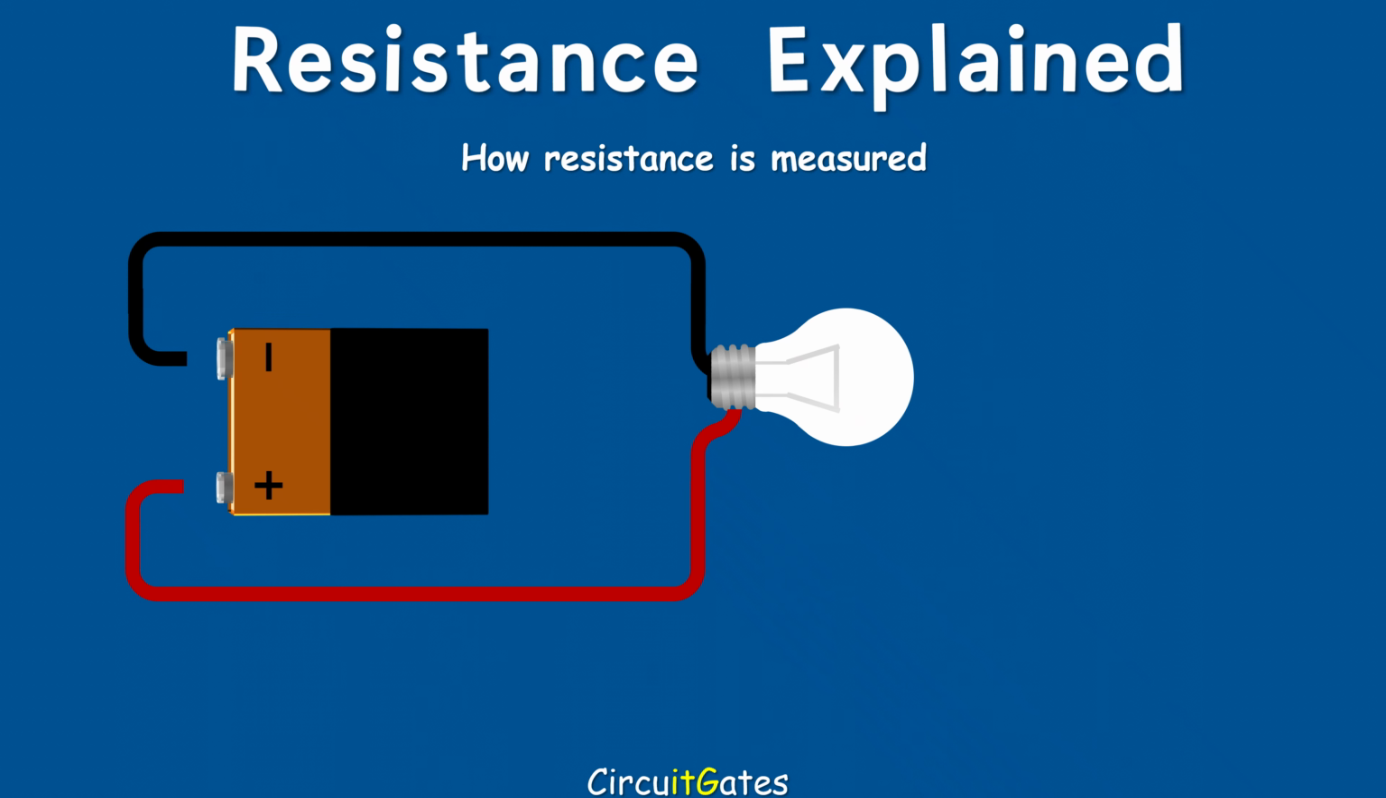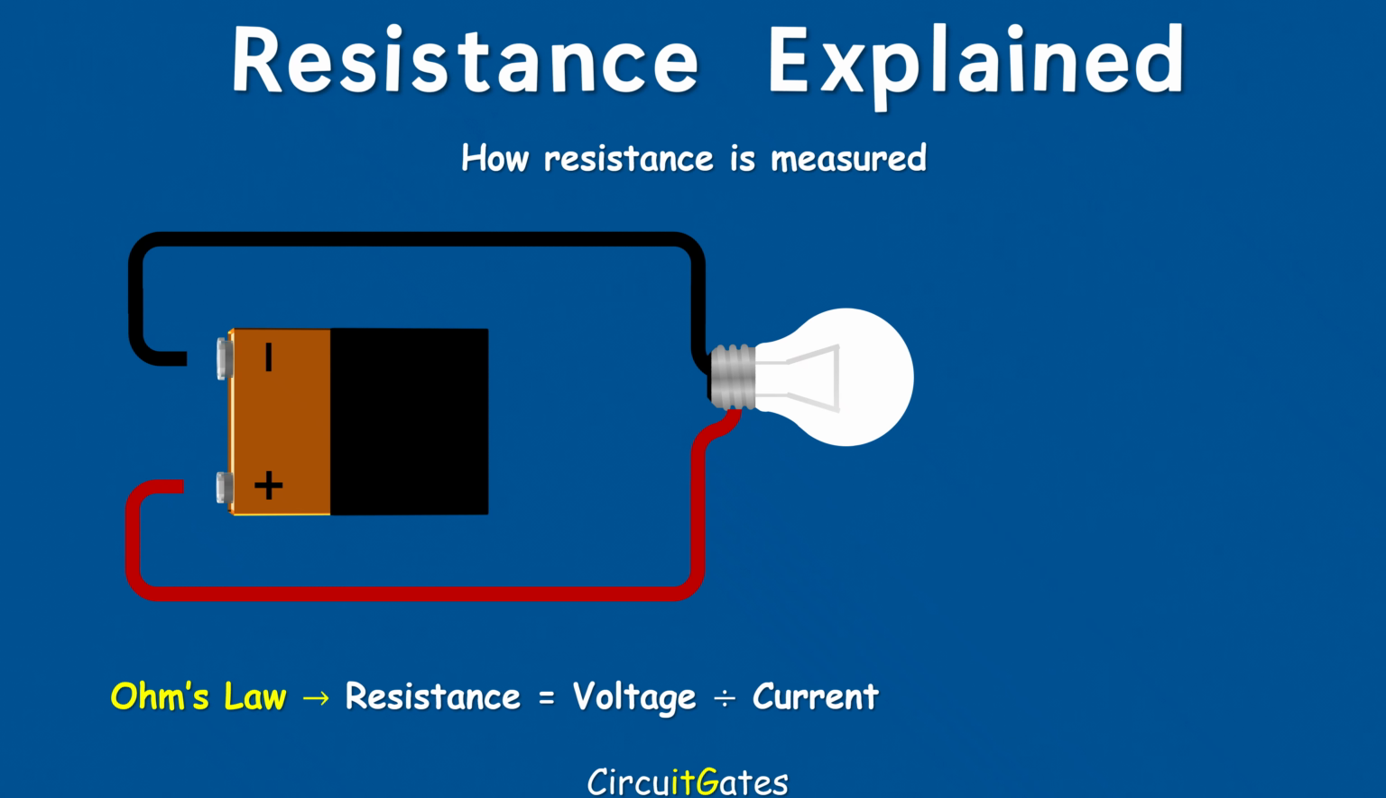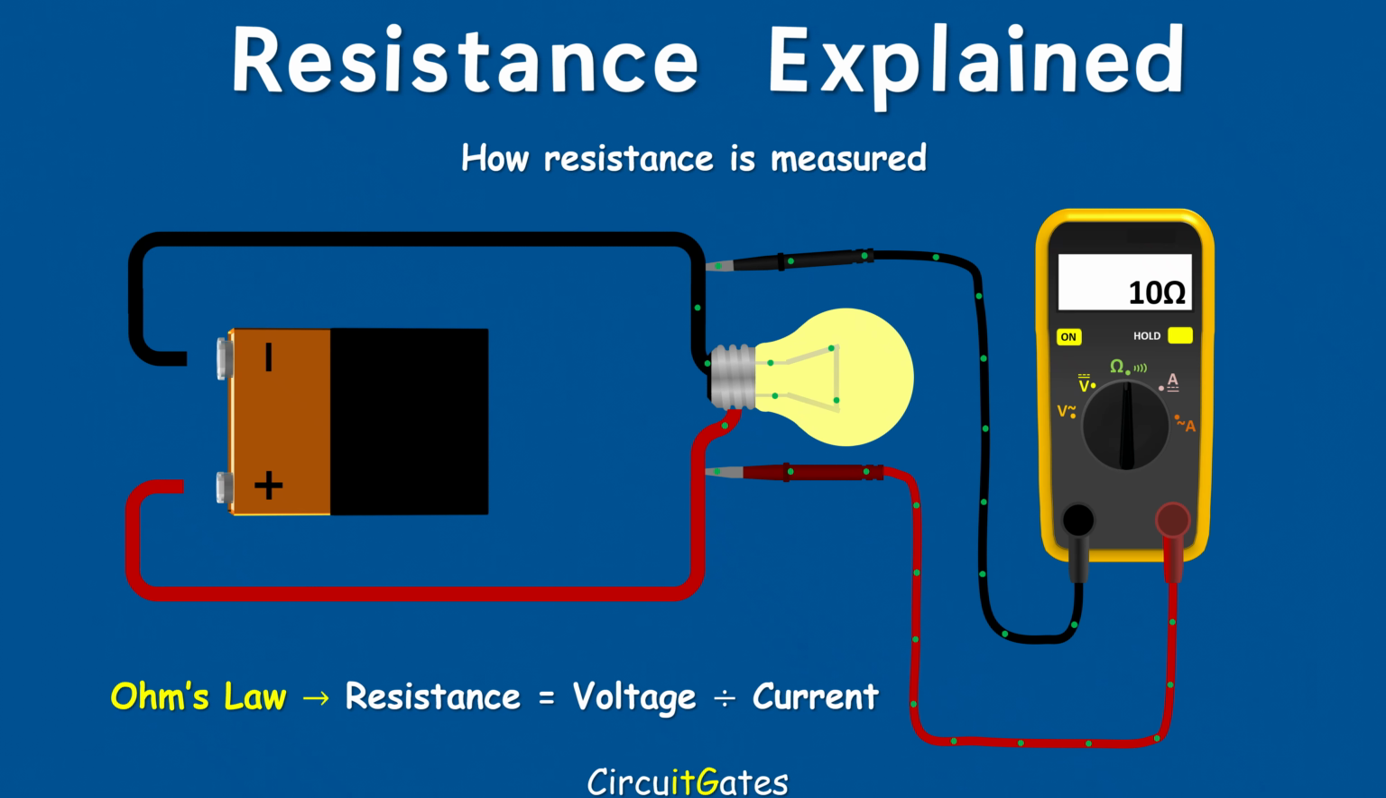The ohmmeter measures resistance using Ohm's law, which says that resistance is equal to voltage divided by current. The ohmmeter supplies current at a certain voltage, and the amount of current that passes through the component is then used to divide the ohmmeter supply voltage, giving the value of resistance.